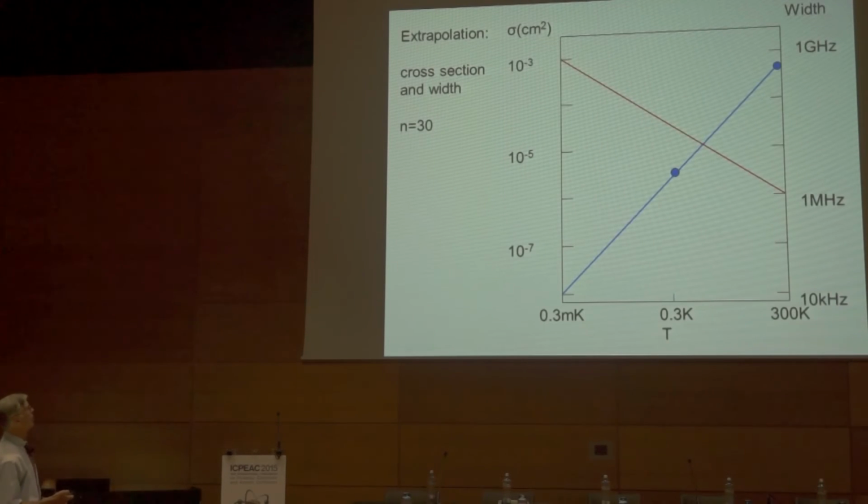At some point, people began to think, what if you had a magneto-optical trap? If you just blindly extrapolate what we've seen so far, I've shown you data that are here and here. The width should go down to something on the order of 10 kilohertz, and the cross-section should be something like 10 to the minus 3 square centimeters. Now we're in square centimeters.